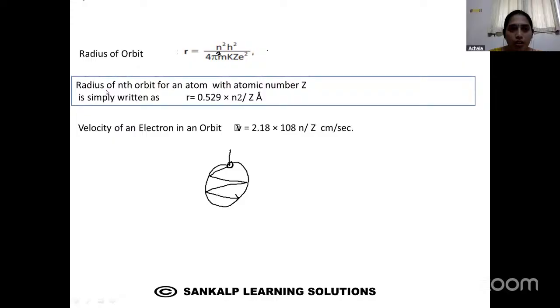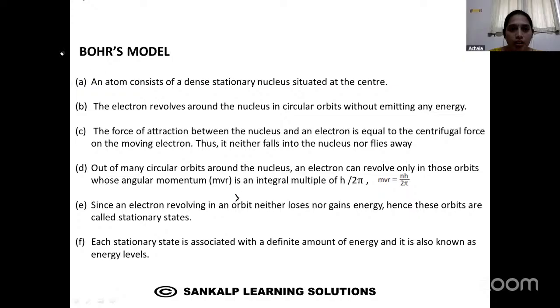And Bohr's model. Based on this observation, Bohr introduced his atomic model called Bohr's model. So, what is Bohr's model? Bohr is a scientist who introduced his atomic model. An atom consists of a dense stationary nucleus situated at the center. The nucleus is placed at the center, and the atom is spherical in shape.